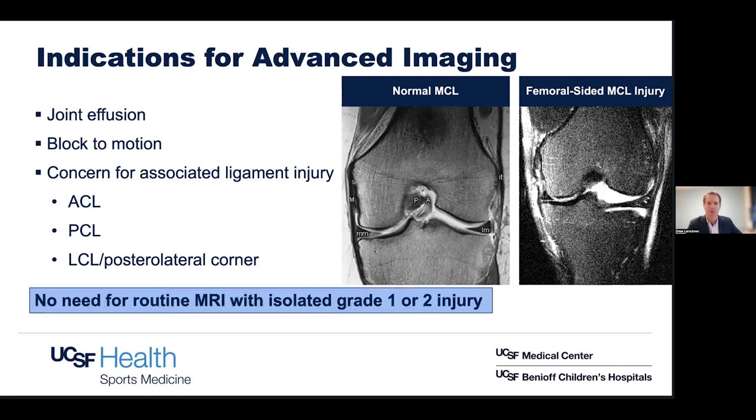And then this is just what these look like on MRI. This is a normal MCL. So this is the medial side of the knee. And then this black band is the MCL. You can see that it's uniform in its course. And then here's a femoral sided MCL injury. So here's MCL here, and then right here is injured. And then this is still intact.